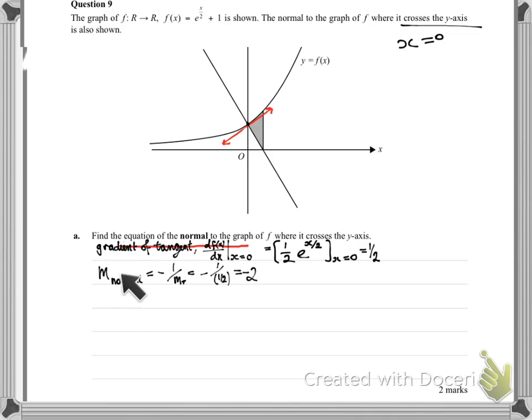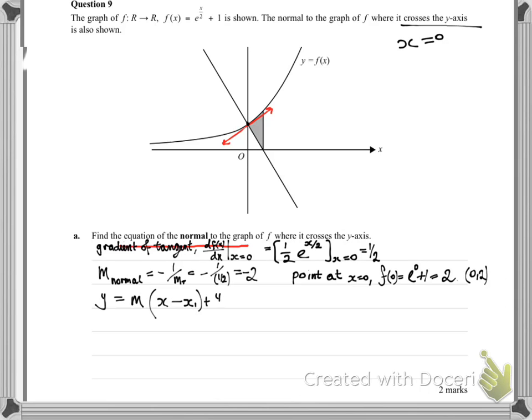Now the gradient of your normal line is the negative reciprocal of the gradient of the tangent. So it's the negative reciprocal of a half, which gives you negative 2. So there's the gradient of the normal line here. Now, you've got to keep in mind that this line passes through this point here. That's when x is equal to 0. And if you put x equals 0 into your function, we're going to get y is equal to 2. So this is the point that the line passes through, (0, 2).